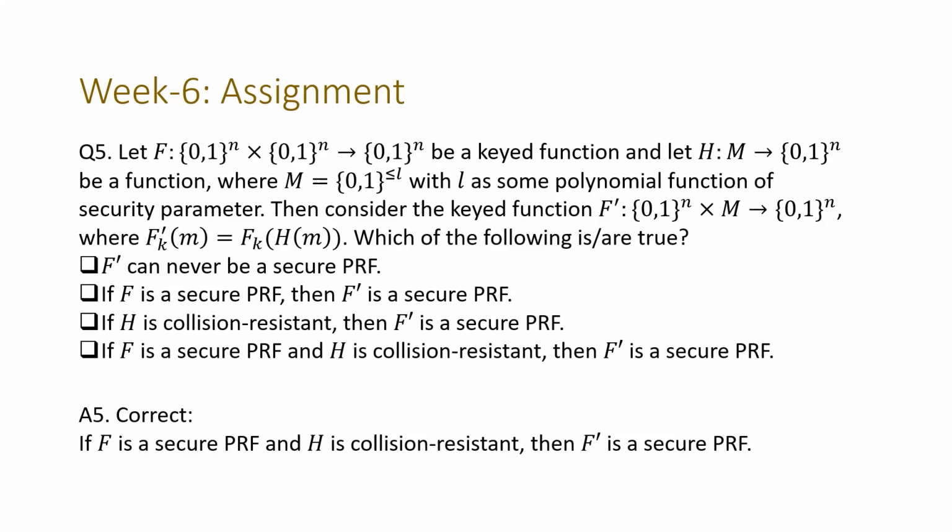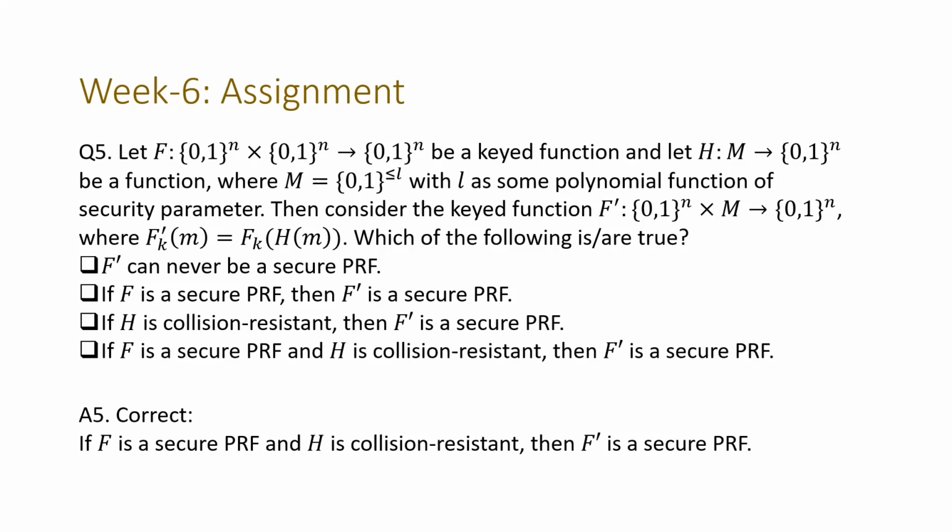Now see its construction defined as f_k of h of m. If we see that f is a secure PRF, but the inner function h is not a collision resistant function, then what could happen is that there can be some messages M1 and M2 such that h of M1 is equal to h of M2.